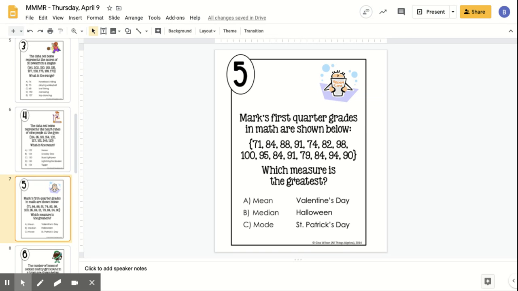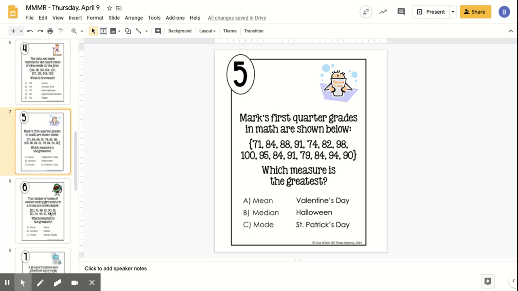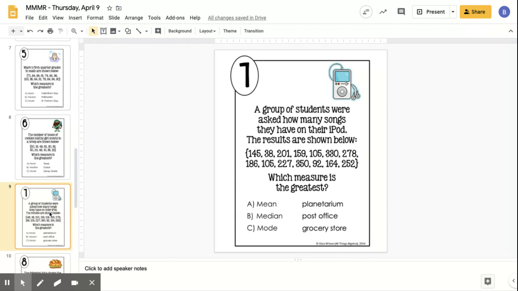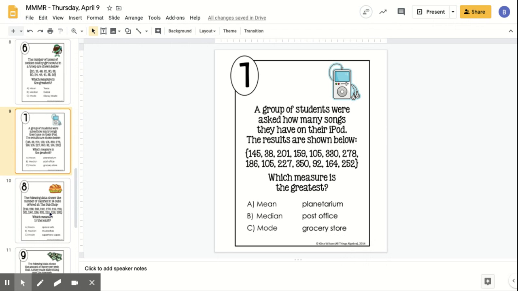Okay, on number 5, it says which measure is the greatest? And your answer choices are mean, median, and mode. That means you need to find all 3 of those. You need to find the mean of this set of numbers, the median, and the mode. And then which one of those is the biggest? That will be your answer. Number 6 is the same. Number 7 is just like that.